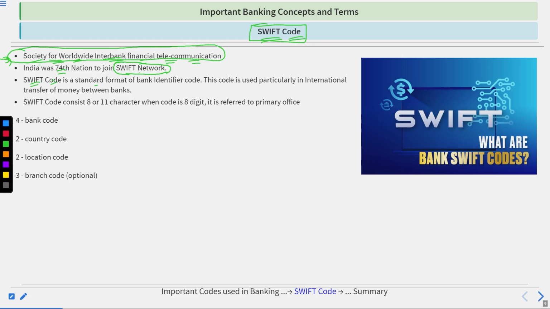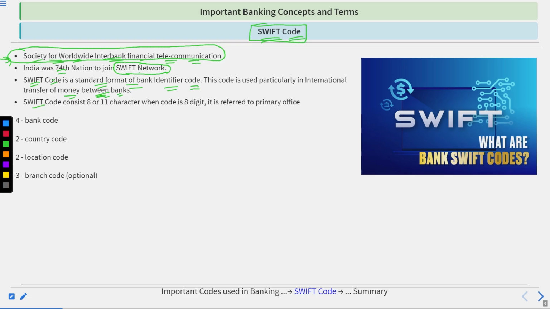SWIFT code is actually the standard format for bank identifier code, used particularly in international transfer of money between banks. Like by seeing this code, you could easily identify which bank we are talking about, which country it is located in, at which location, and what is the branch of that particular bank.